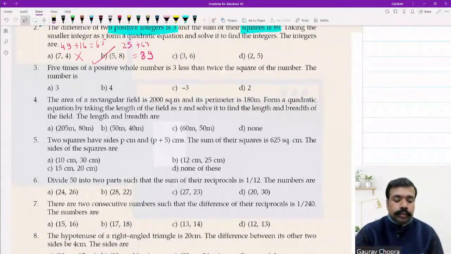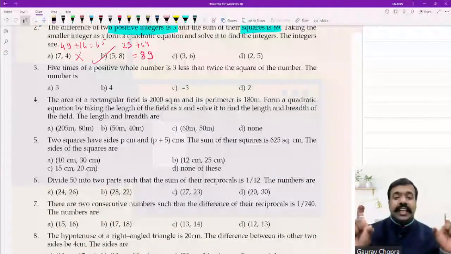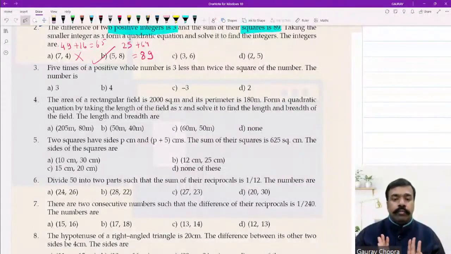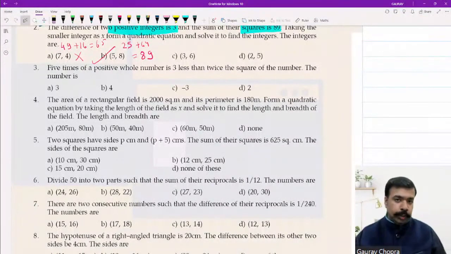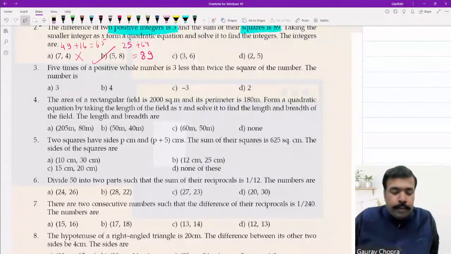Now, the third one. 5 times a positive whole number is 3 less than twice the square of the number. Now, this one statement is a bit confusing. This might confuse you, so just read it 2 to 3 times and think what the condition should be, and accordingly check the options.